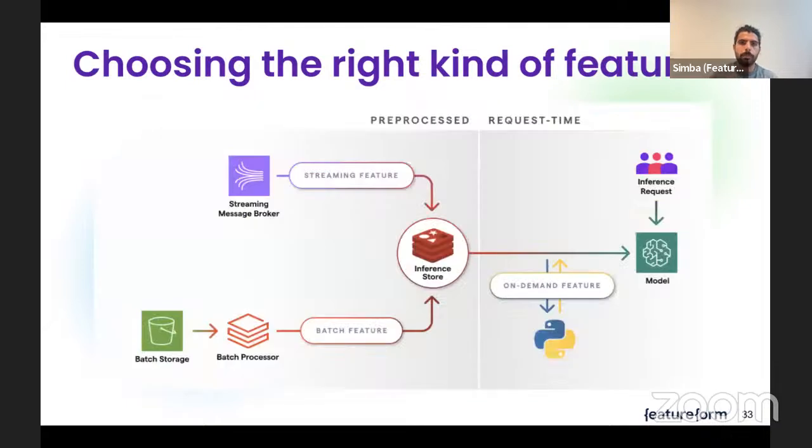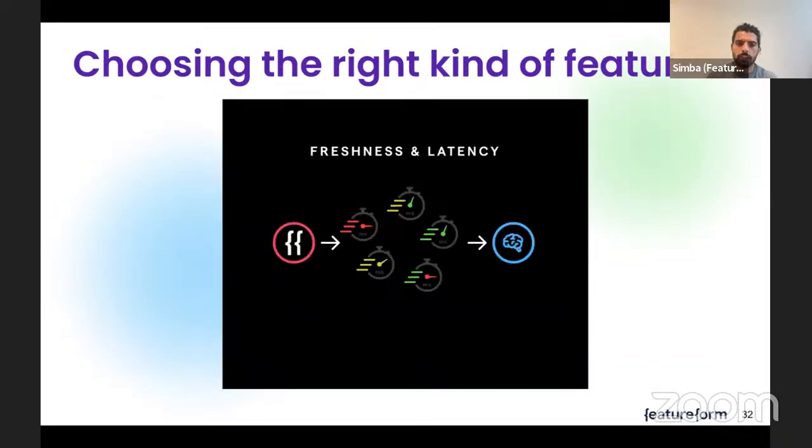Featureform supports 3 types of features: streaming, batch, and on-demand. To break this down more, I want to start by first explaining the 2 elements that are affected by these different types of features: freshness and latency. The latency is how long it takes for the feature to get from the feature store to the model. The freshness is how old that feature was, or when that feature was last updated.